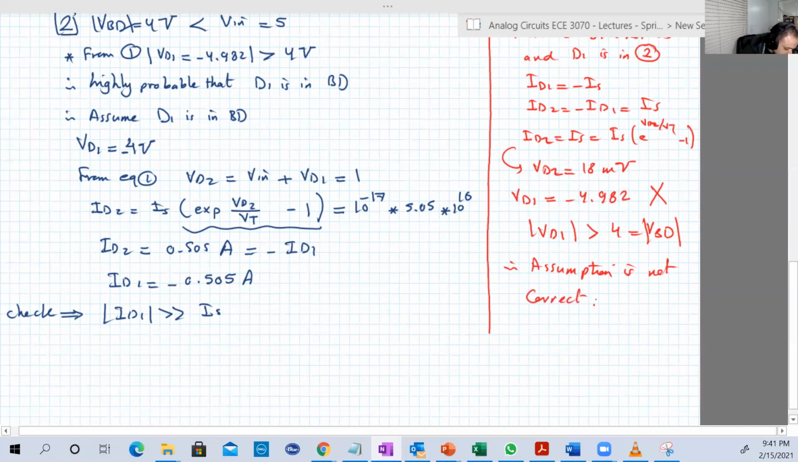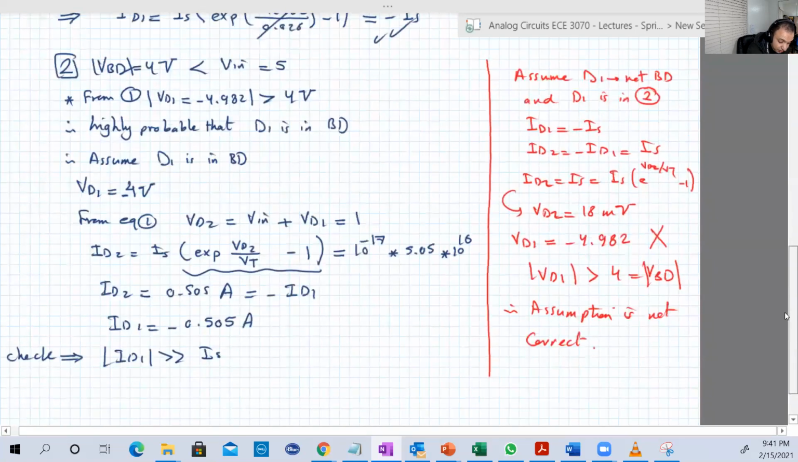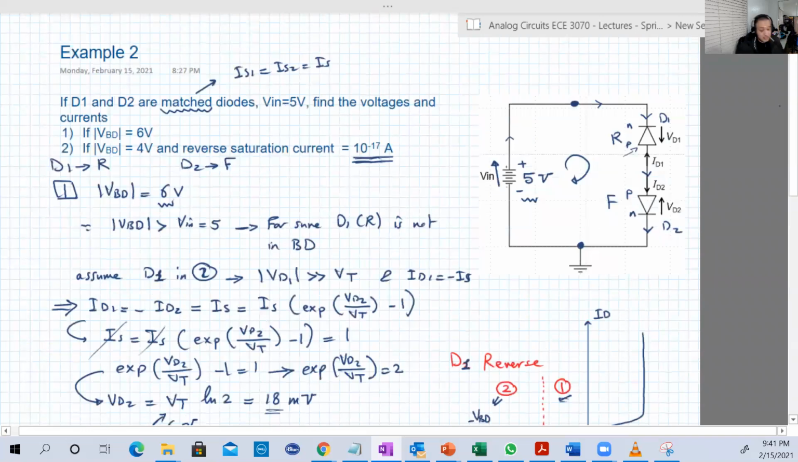Okay, guys. So that's basically another very good example. Okay, and stay tuned for other videos, because we're going to take other examples on the diode as well.